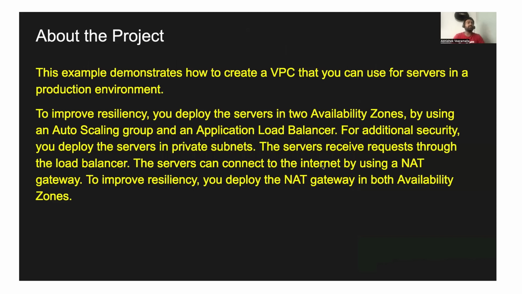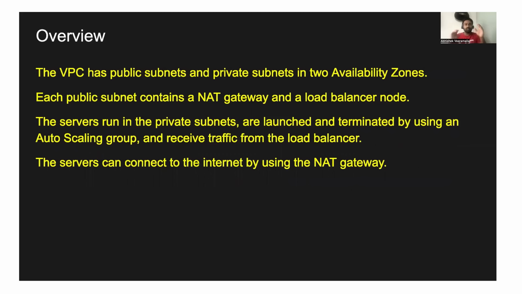So you can pause the video here and read through this entire thing so that you can explain this same thing when interviewers ask you in the interview process. But just an overview, in 4 lines: first we will create a VPC that has public subnets as well as private subnets in 2 availability zones.